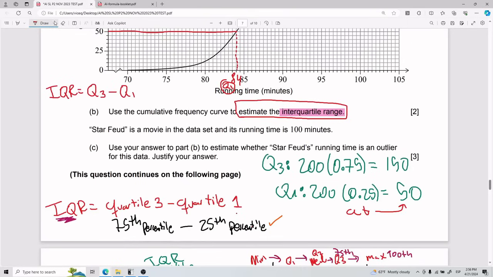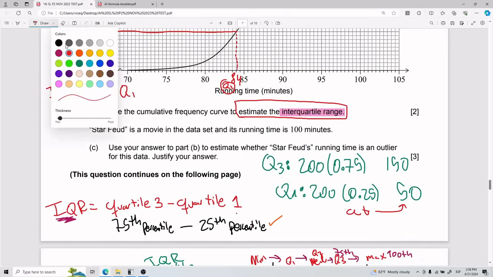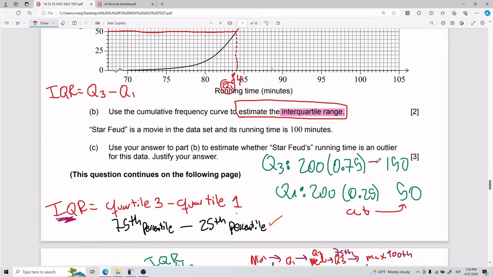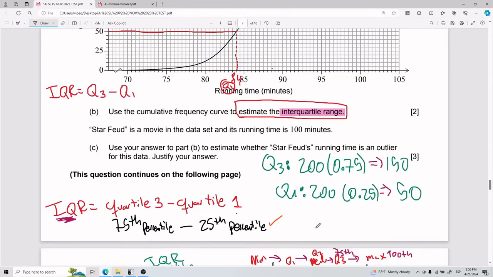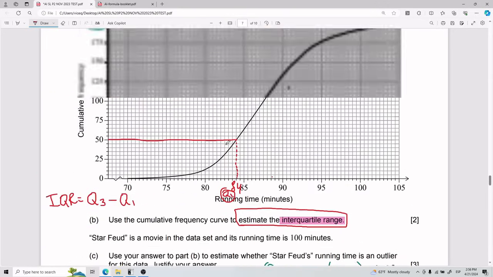So notice here, maybe I shouldn't have put equals at 150 or equals 50. Your Q3 is at 150 and your Q1 is at 50, okay? And so at 50, I have 84. So my Q1 is going to be 84. And my Q3 is at 150.